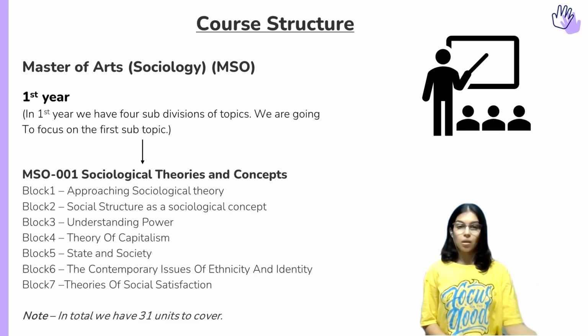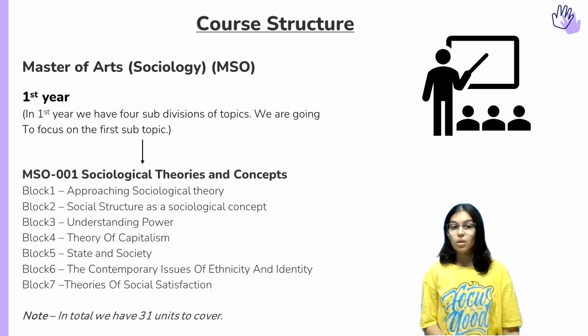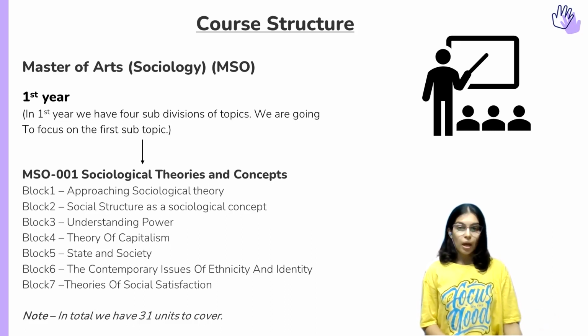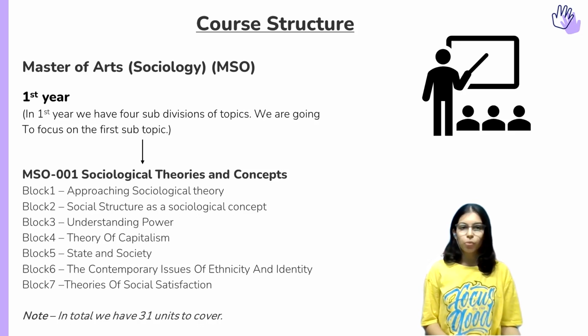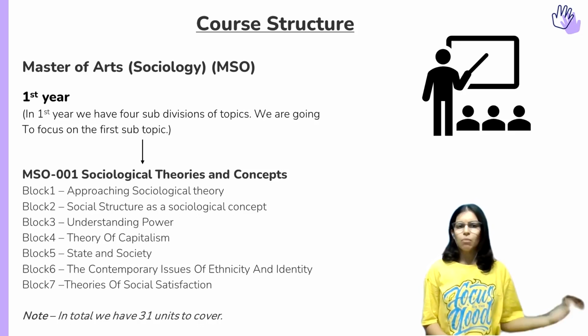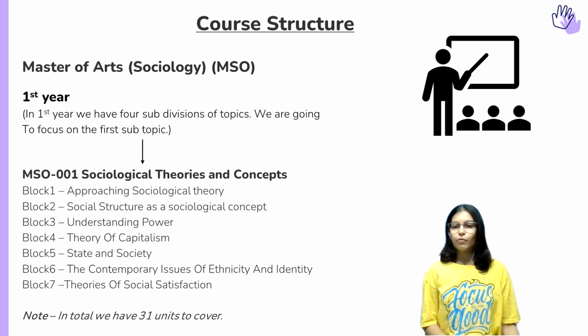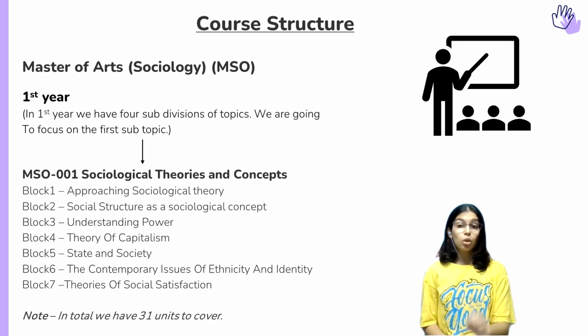So inside, under this first subdivision, we have 7 blocks as written here. And inside every block, we have various units. Like block 1 may be having 4 units, block 2 will have 3, block 3 will have 5 or 6, and so on. And all have separate headings like approaching sociological theory. So we'll start by approaching the sociological theory, the basic classical theories that we have, including the thinkers.